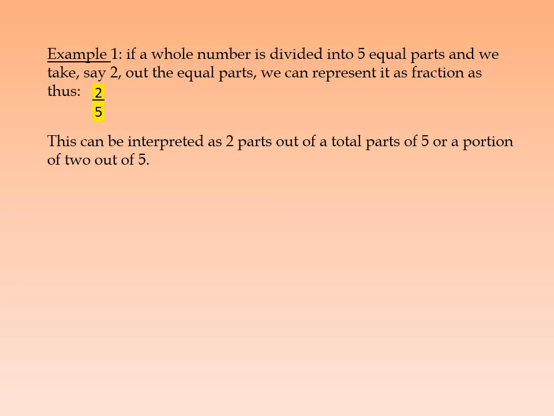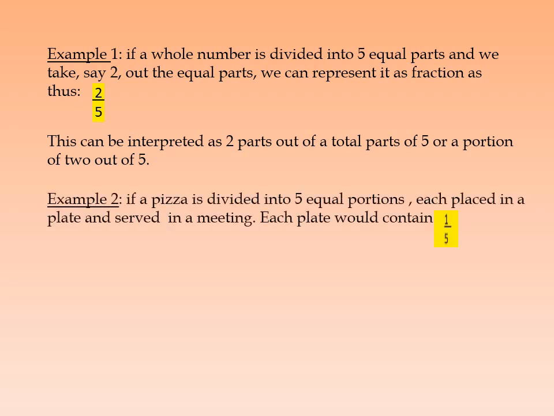The interpretation means that the 2 parts out of a total of 5 parts, or a portion of 2 out of 5. So it simply means 2 out of 5. That is, when you divide the whole portion into 5, you are taking out 2 out of that 5. That is what 2 over 5 interprets.